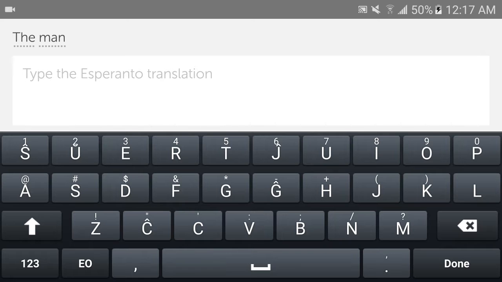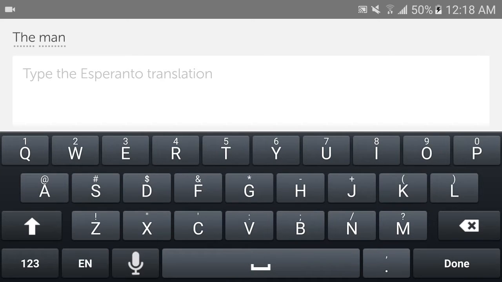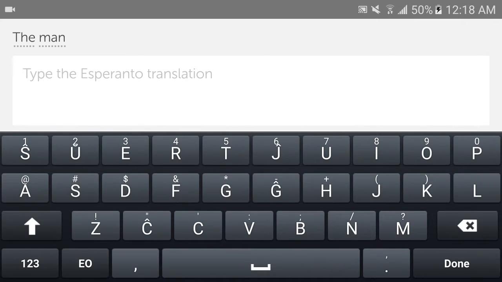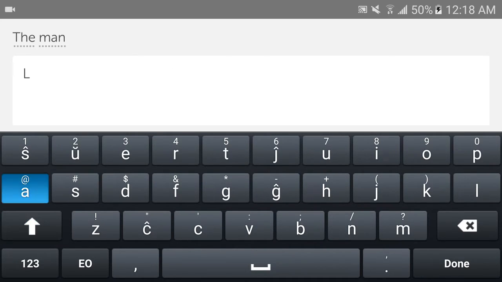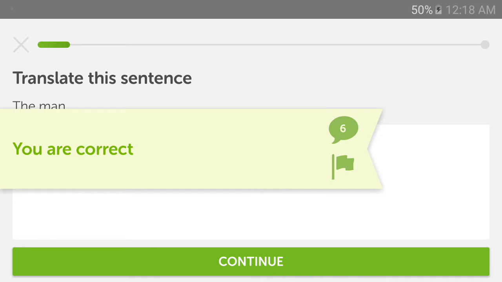Esperanto has a couple of additional characters and letters that English doesn't have, and it doesn't have the letter Y at all, or X for that matter. But it's going to help me do this more easily. So, the man is la viro. You are correct.